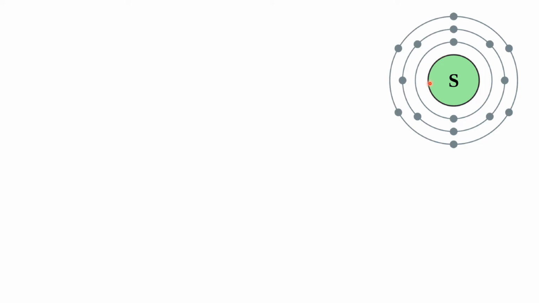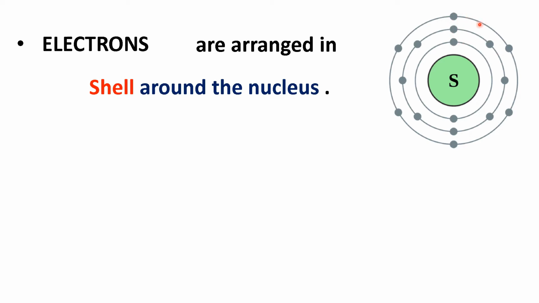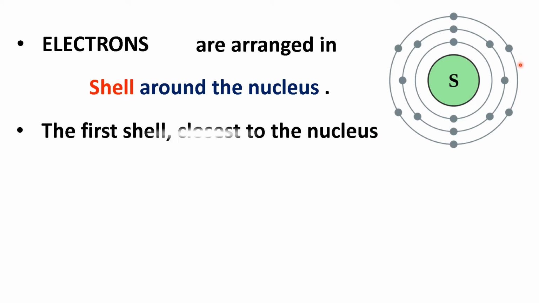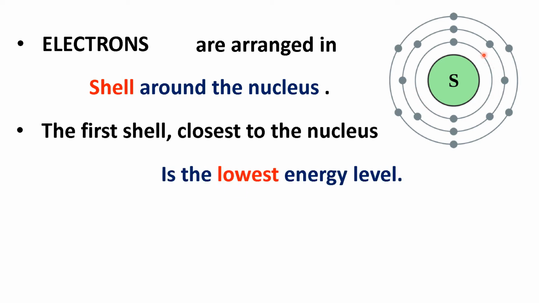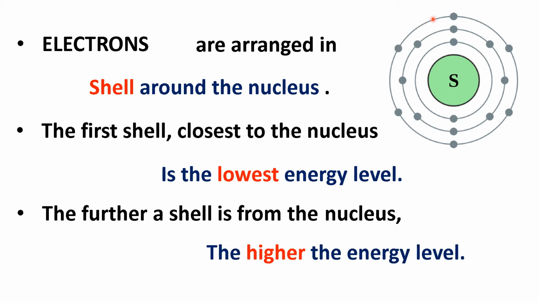This is an atom. This is a nucleus, and these are electrons that move around the nucleus and form shells. Electrons are arranged in shells around the nucleus. This is the first shell, this is the second shell, and this is the third shell. The first shell, which is closest to the nucleus, is the lowest energy level. The farther a shell is from the nucleus, the higher the energy level.